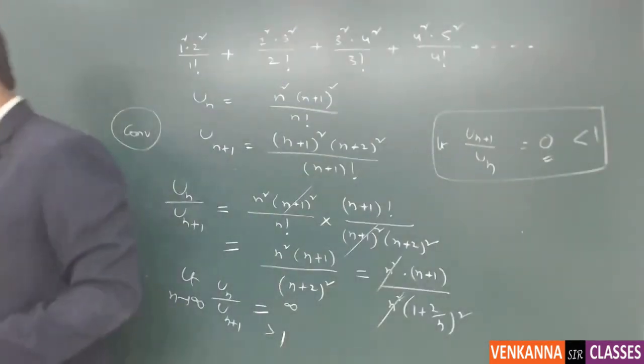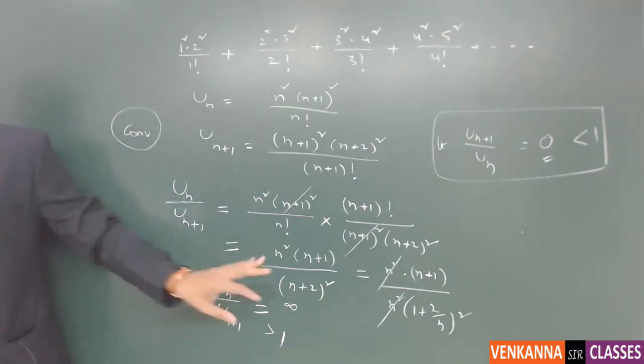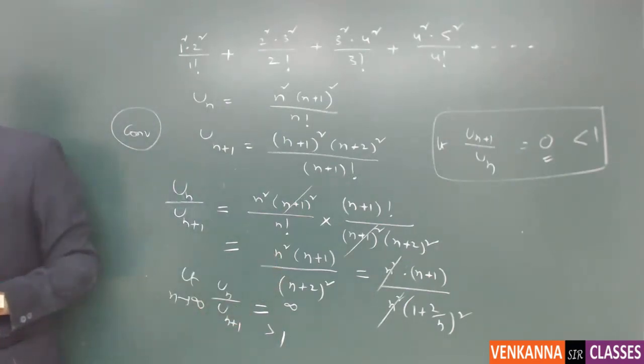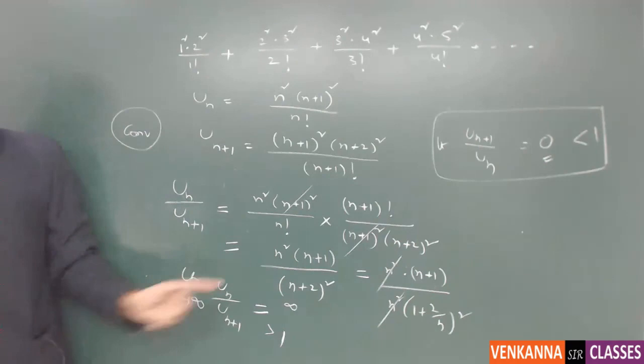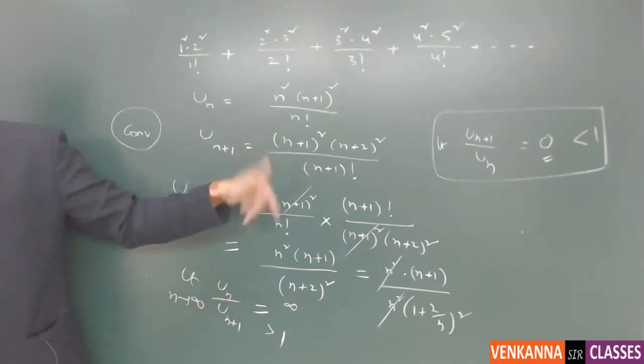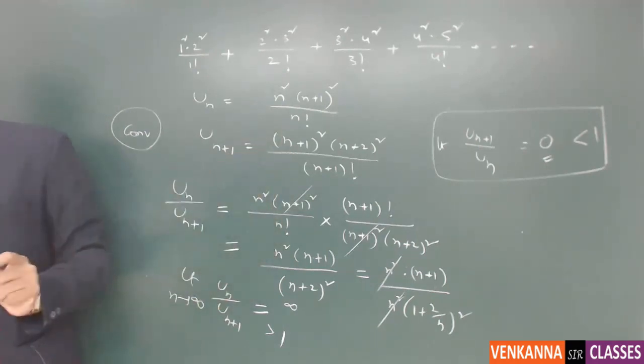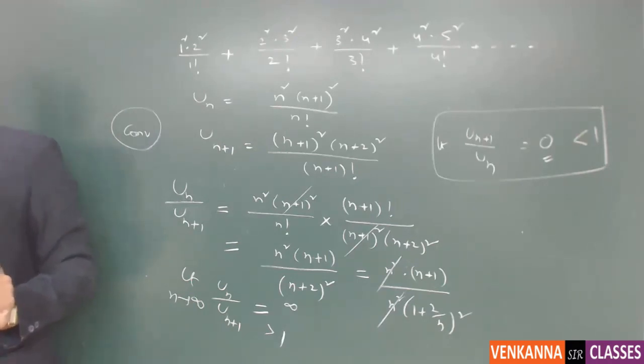Fine. So by calculating the ratio, the limit will vary. Here the limit is infinity. So if you flip the ratio, it will be 1 by infinity, the value will be 0. Accepted. Right. So you please take a note of it.